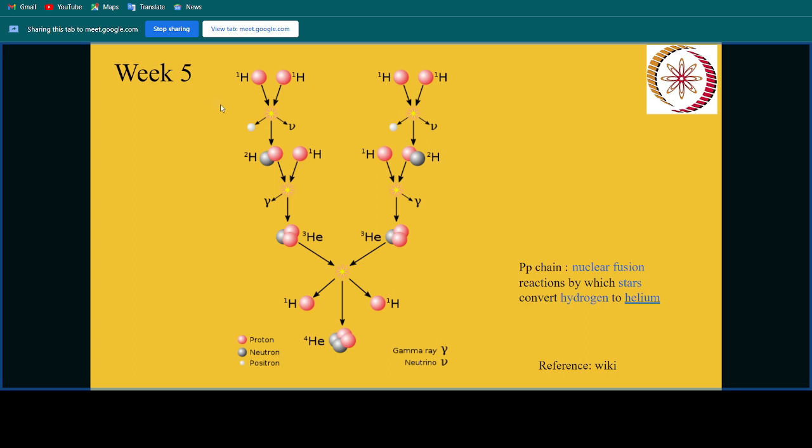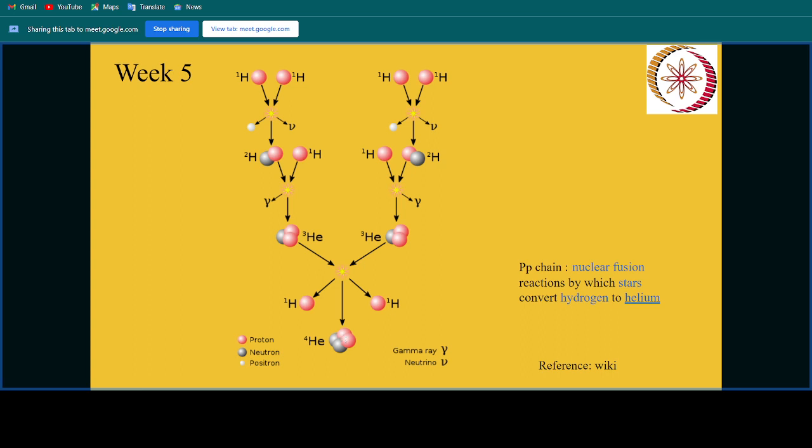And this is the reaction. We have 1H, that is hydrogen, and when they undergo nuclear fusion due to very high temperature, it produces a muon and some other particles, and it becomes 2H, and again 1H, then it produces gamma and 3He, and ultimately by doing all these reactions it produces 4He, that is the helium. So this is the reaction.